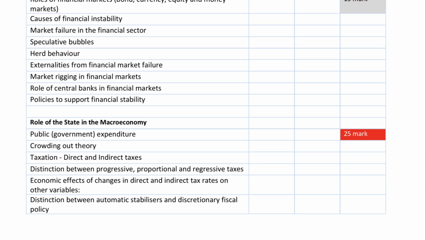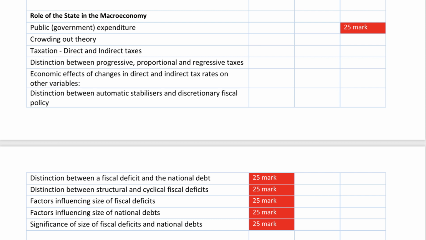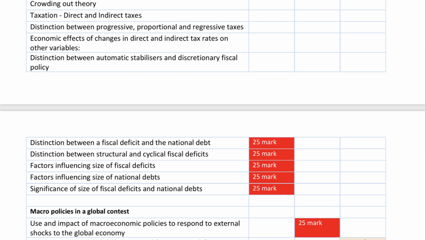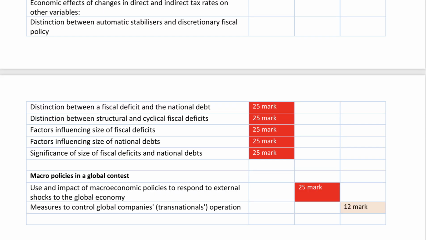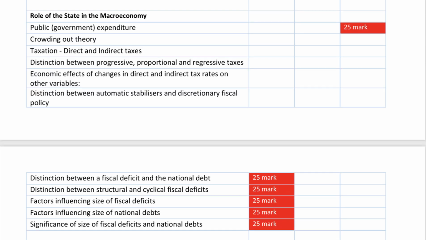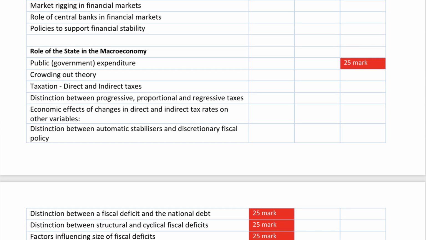And the role of the state, crucially, the role of fiscal policy, in particular, something down here, the macro policies in the global context, in particular, measures to control global companies' operations, the impact, the costs and the benefits, the advantages and the drawbacks of foreign direct investment in the world economy. There was a big focus on fiscal policy in the assessment paper, as you can see, but not much since. Although last year there was a question on government spending.